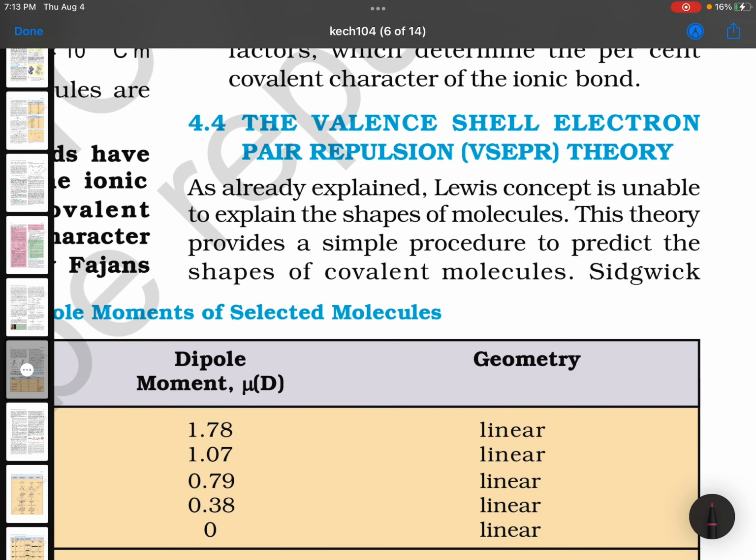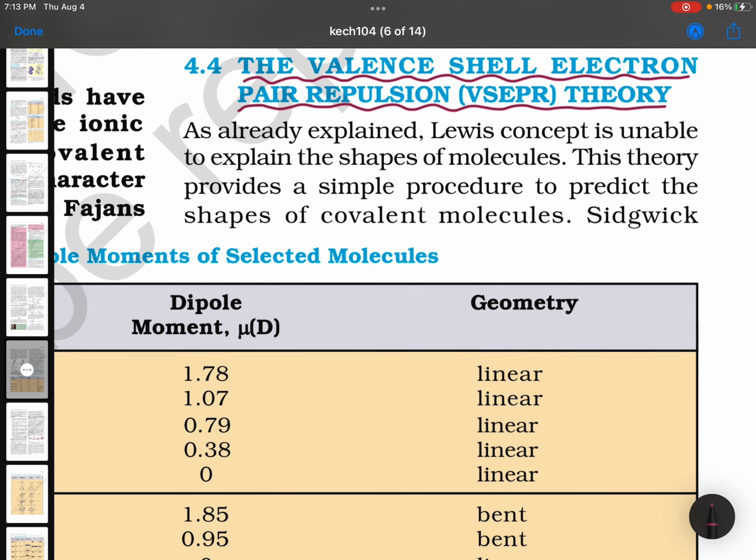We'll go with NCERT VSEPR theory. We don't want to miss any single point, that's why we are going with the NCERT textbook. Valence shell electron pair repulsion theory. Wherever it is required, I will explain a few points. Otherwise, we'll just read and check out all the important points for IIT as well as NEET.